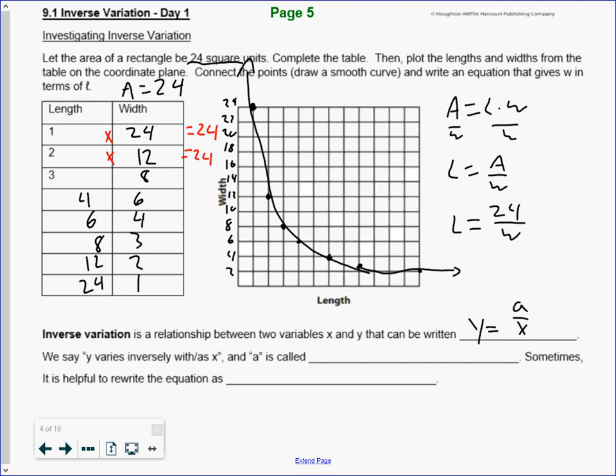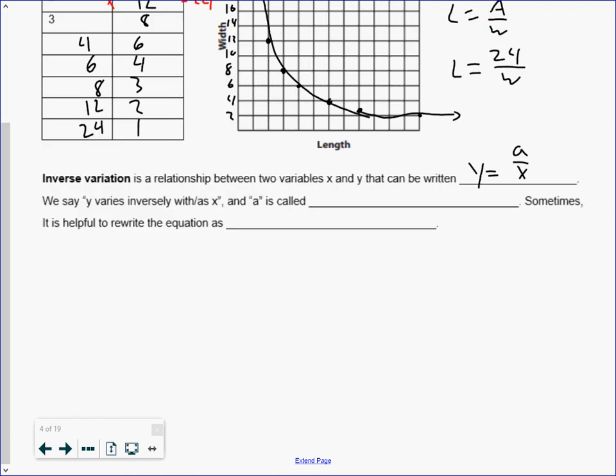That's what this graph is. It's length equals 24 all over my width. And that's what an inverse variation is. And we say that y varies inversely with x, and a is called the constant of variation as well. Sometimes it is helpful to rewrite the equation as y times x equals a, and you'll see why this can be very helpful in 9.2 day 2, where we actually use that form much more often.